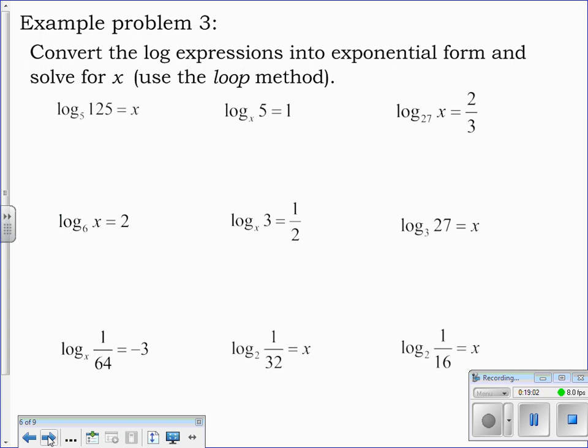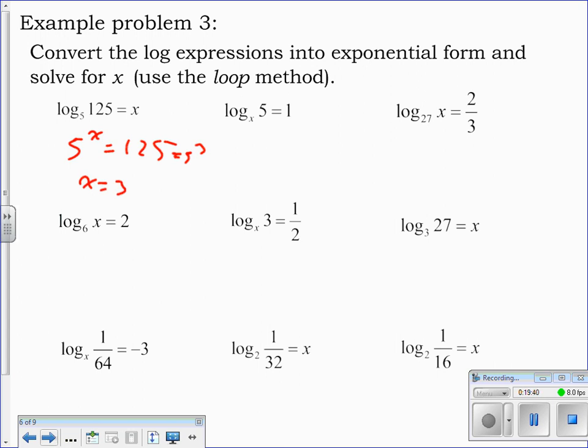Kind of same idea. Only not all of these are going to work the same. Okay. So let's work these ones together. See what we get. See how we go on it. So the first one, my base is 5. 5 to the x is equal to 125. And we did this on the other side, right? So 125 is 5 cubed. Equals 5 cubed, so x equals 3.